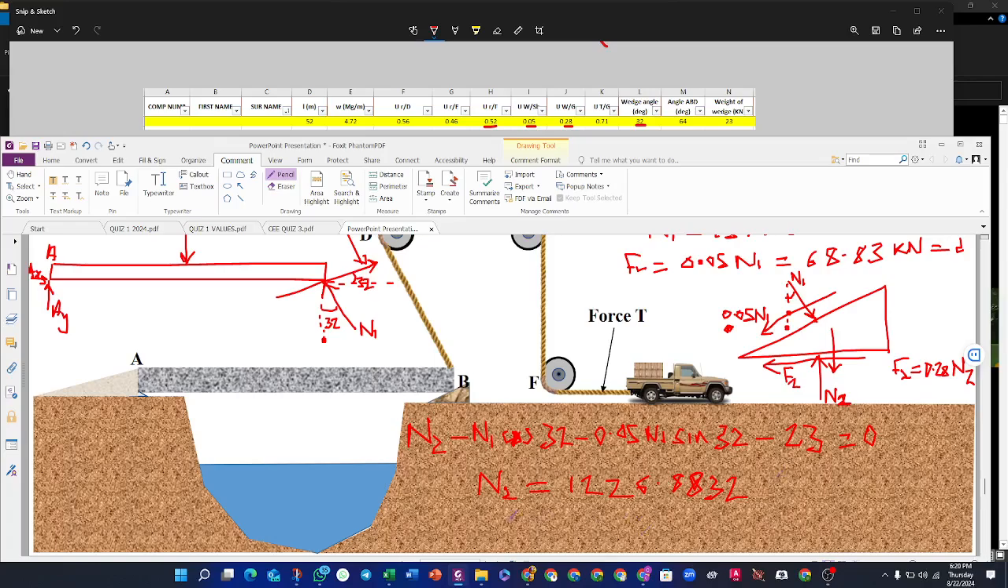So then the friction F2, which is the friction at the bottom, should be equal to, as we had 0.8 times N2, so it will be 0.28 N2, which would be equal to 343.53 kilonewtons. So this is the friction at the bottom of the wedge.